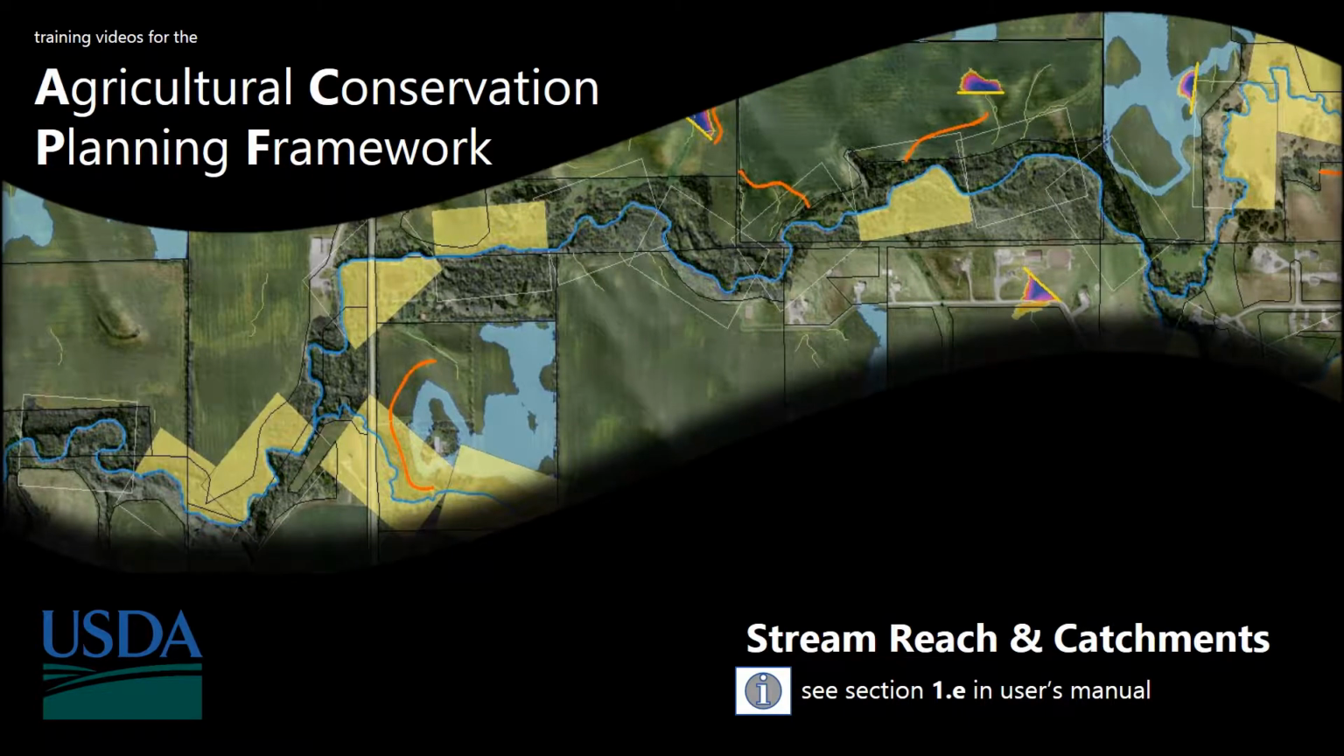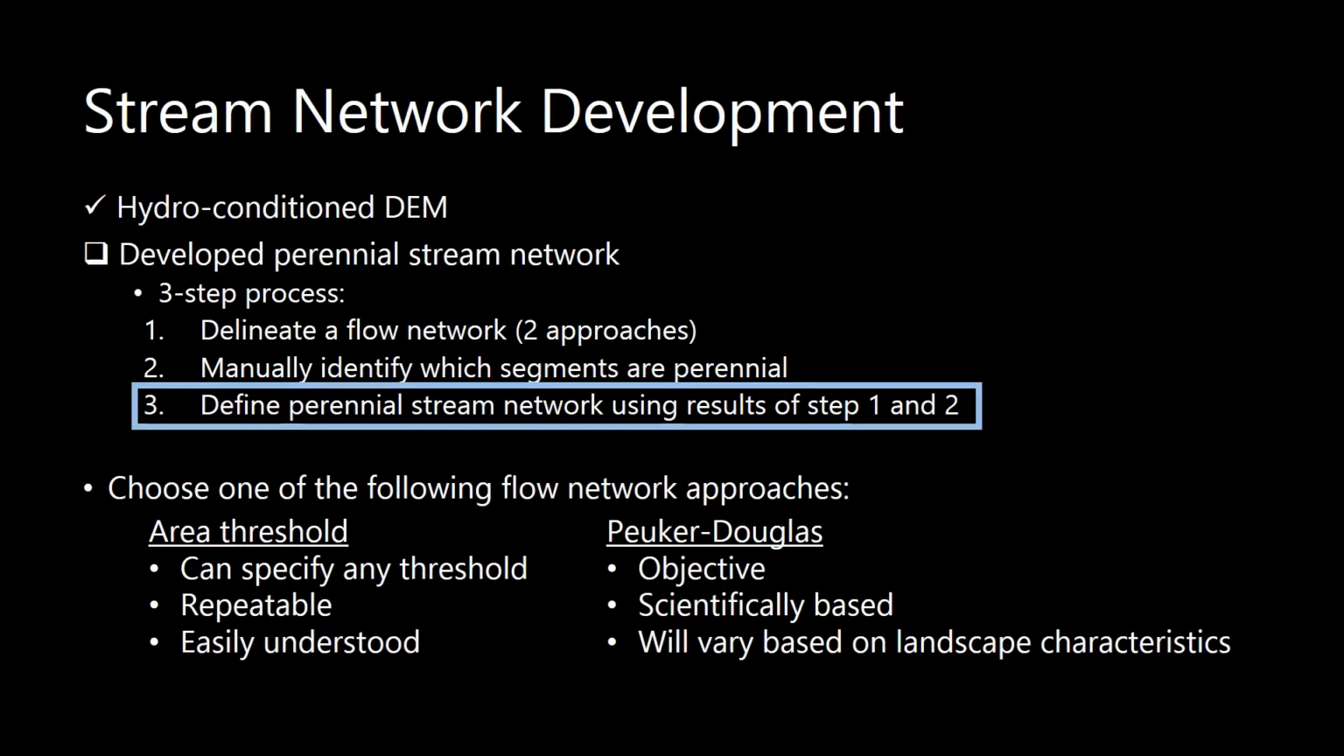In this video, we're going to go over the Stream Reach and Catchments tool, the final tool in the Stream Network Development tool set. If you're on this third and final step of developing your perennial stream network, that means that you have delineated your flow network using either area threshold or the Peuker-Douglas method, and that you have manually populated the stream type field in either of those networks.